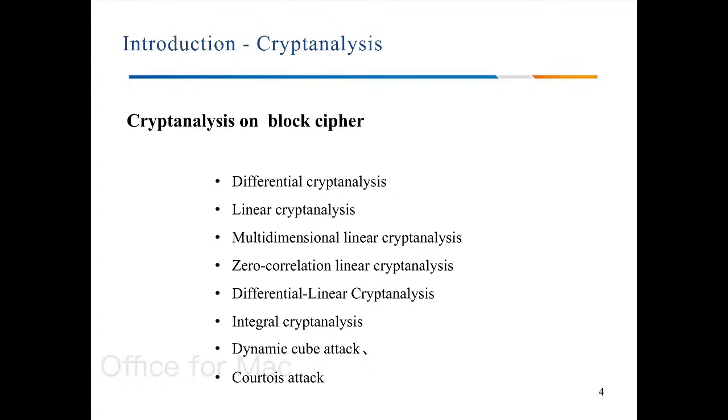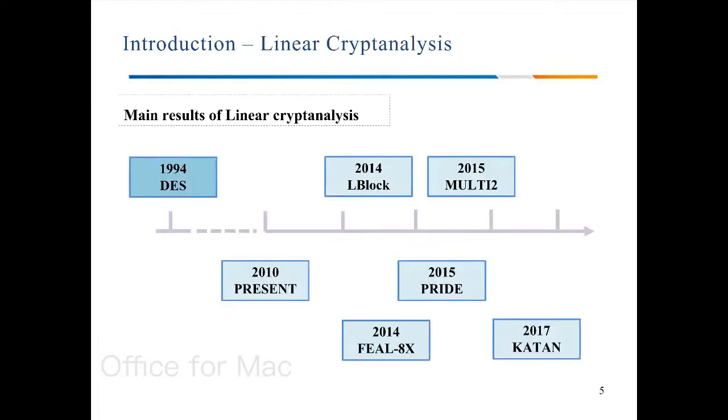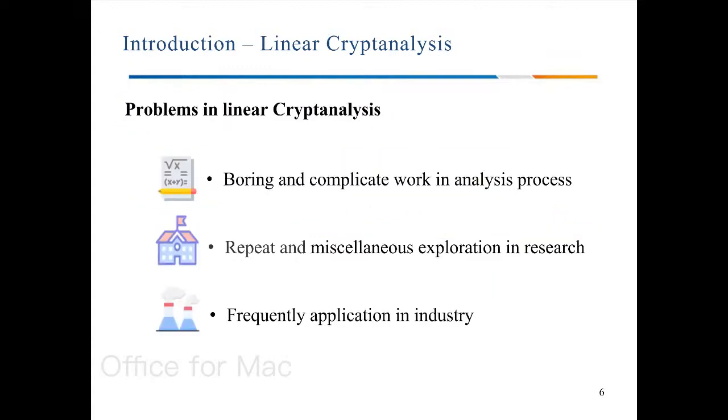So far, lots of work has been done to analyze the security of block ciphers, such as differential cryptanalysis, linear cryptanalysis, integral cryptanalysis, and so on. Those analyses greatly improve the development of cipher design. And linear attack is an efficient known-plaintext attack among them. Linear cryptanalysis was first proposed in 1994, and since then it has achieved successful attacks on many round-reduced block ciphers in recent works, and here are some main results.